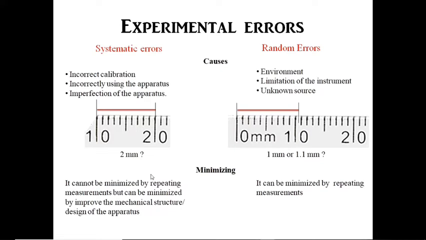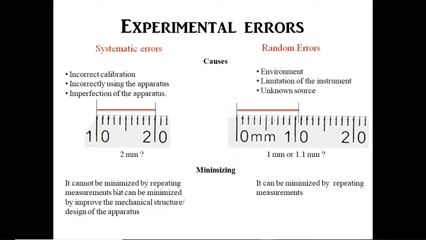Here it is a rod, and now I am measuring the length of this rod, but this scale does not start from 0. Is the length 2 mm? No, because of imperfection of the operators, and it is not calibrated.